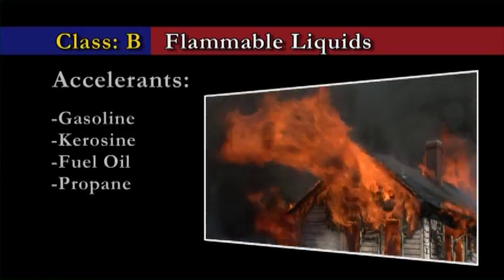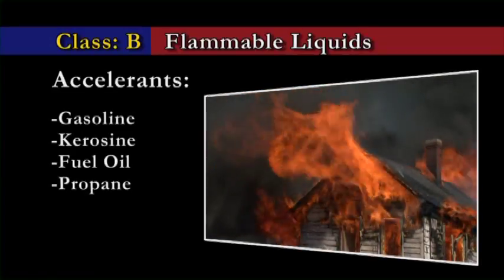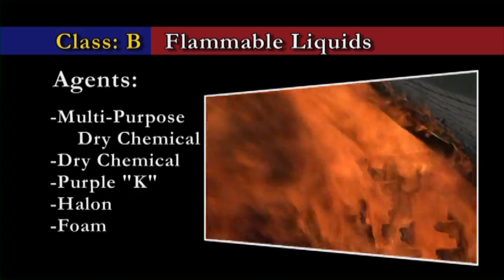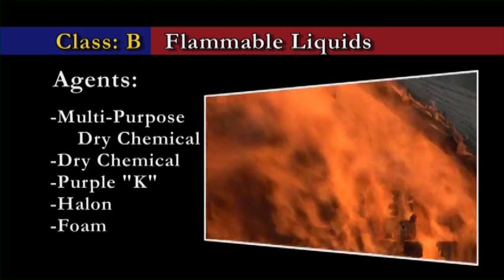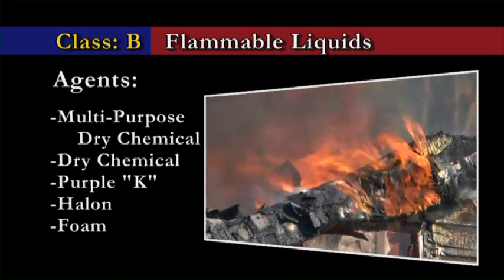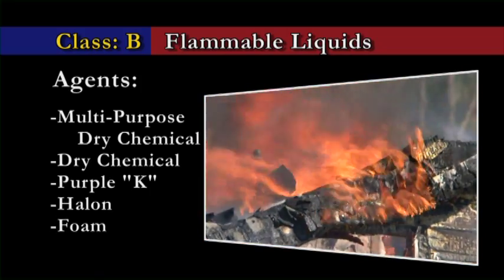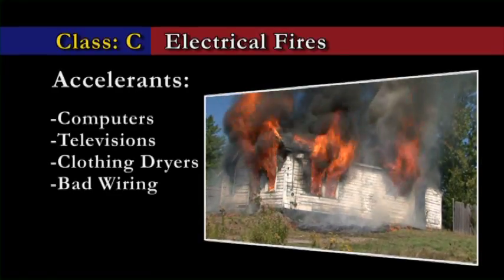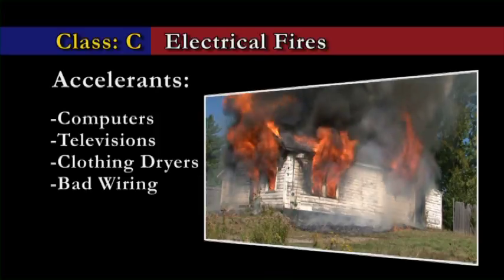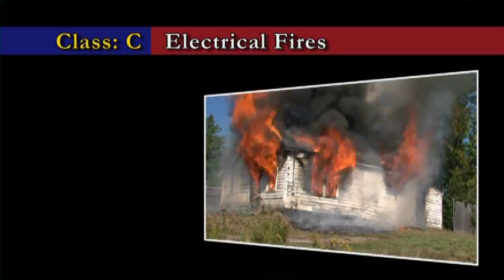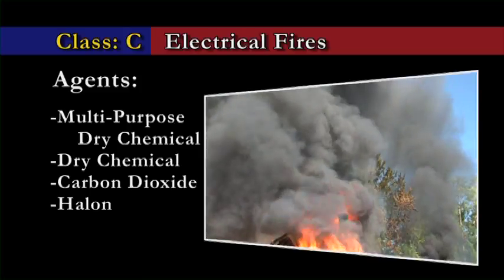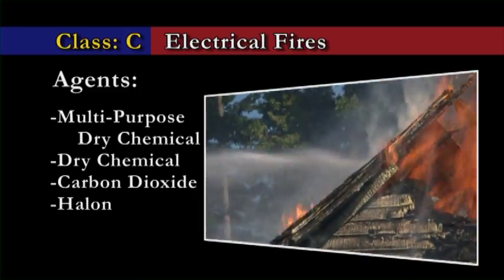It covers flammable liquids like gasoline, kerosene, or fuel oil, and it also includes gases like propane. The agents used to fight this type of flame are a multi-purpose dry chemical, a dry chemical, purple K, halon, and foam. Now we'll look at Class C. This consists of anything that has electricity running through it, like computers, televisions, and clothing dryers.